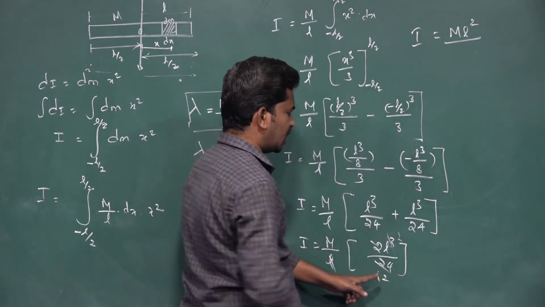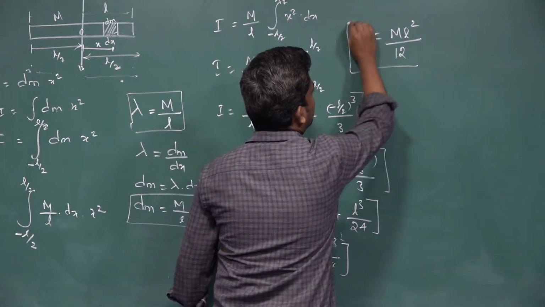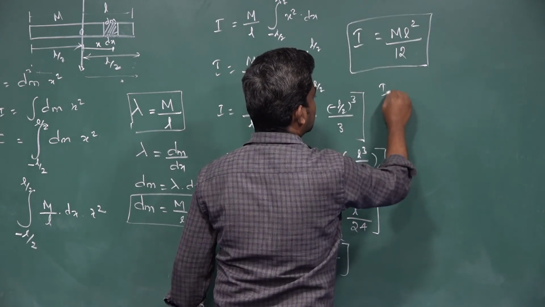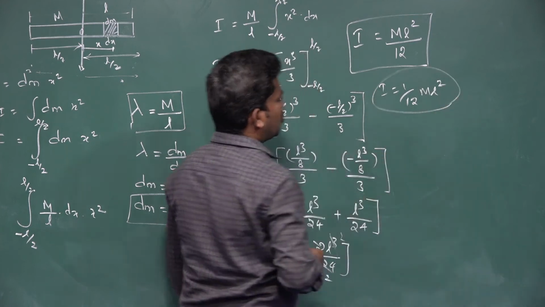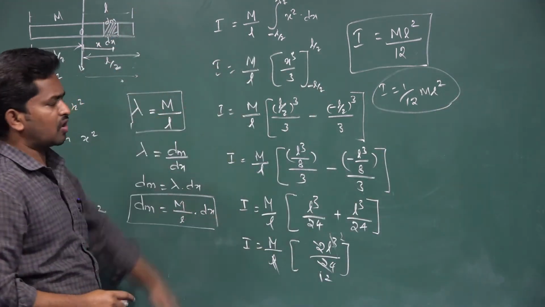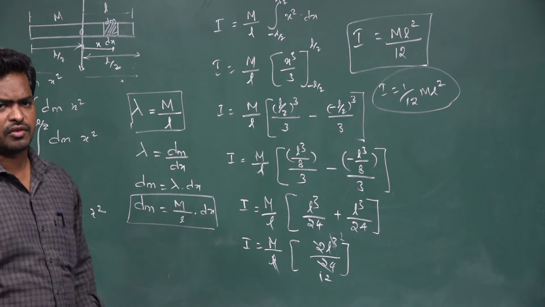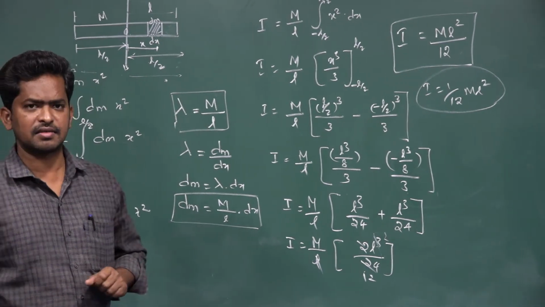So finally we get the moment of inertia I is equal to M L square divided by 12. I is equal to 1 by 12 M L square. This is the moment of inertia of a uniform rod.